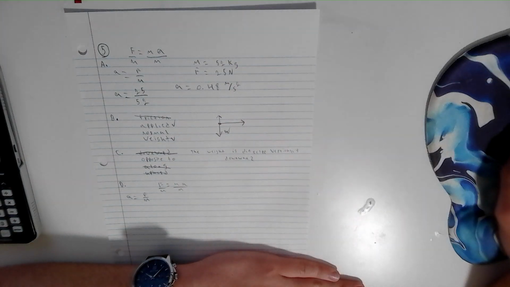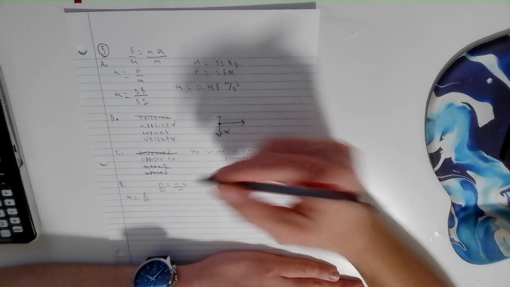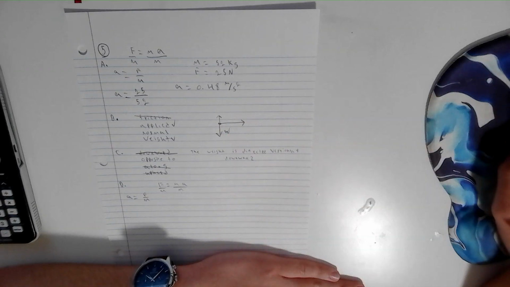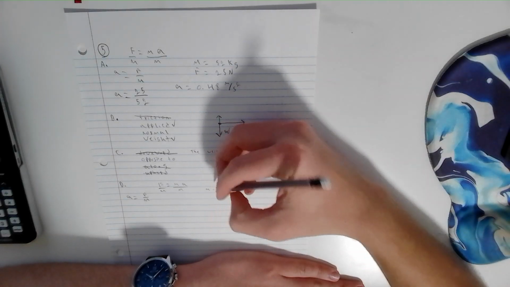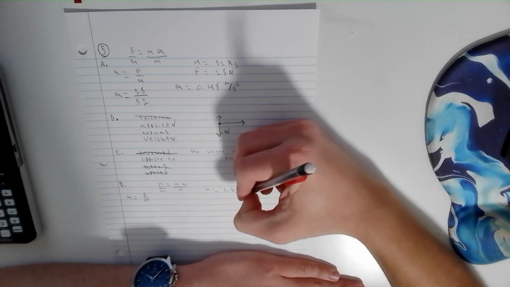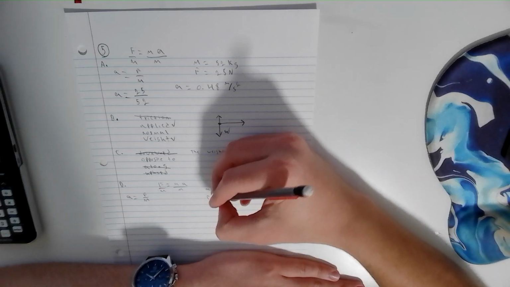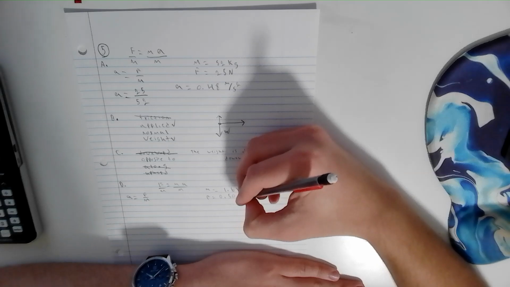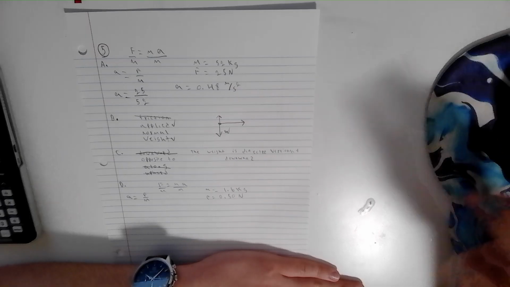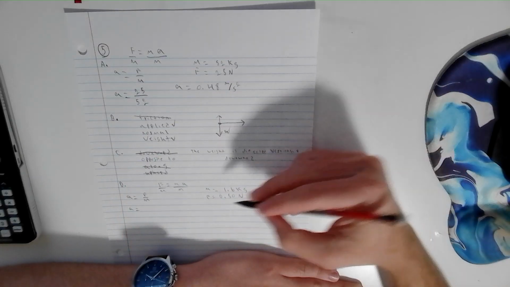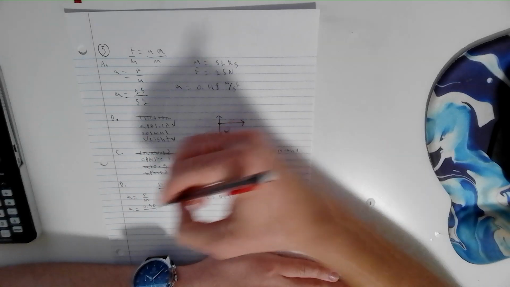So the numbers it gave us: the mass of the cheese is 1.6 kilograms, and the force is 0.50 newtons. Then you just plug it in. So acceleration equals force, 0.5, over mass, 1.6.